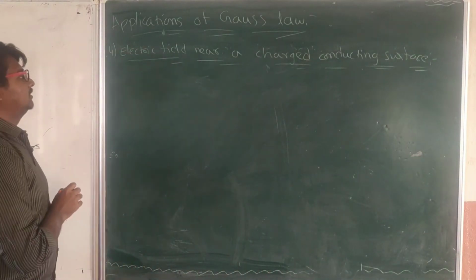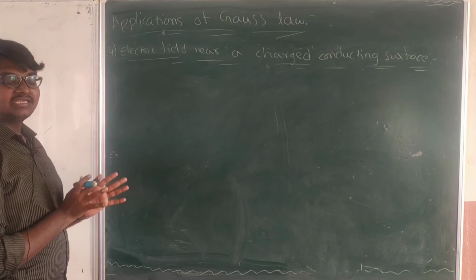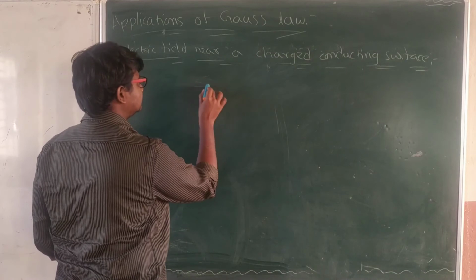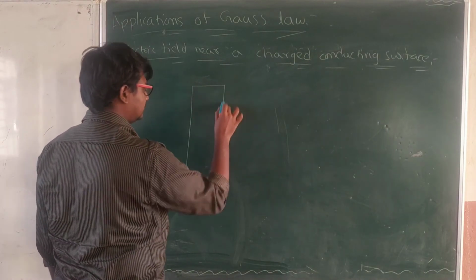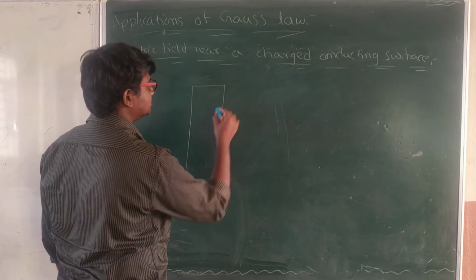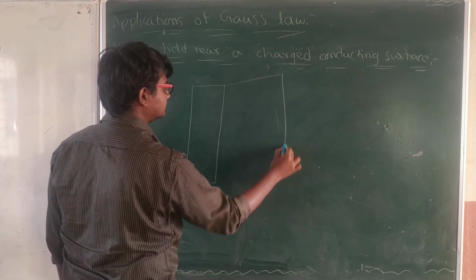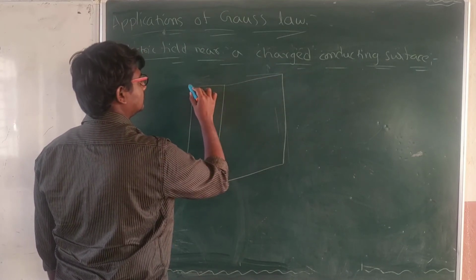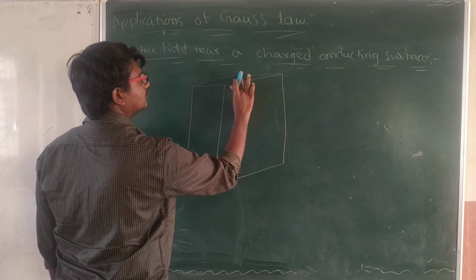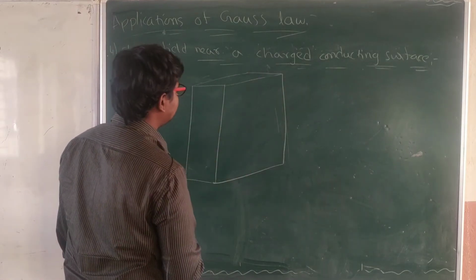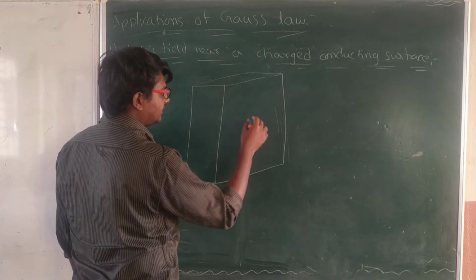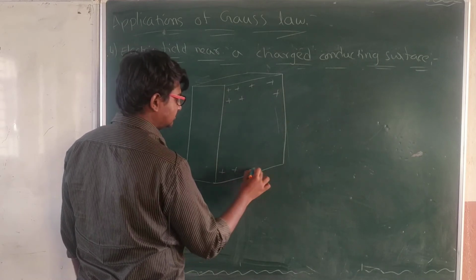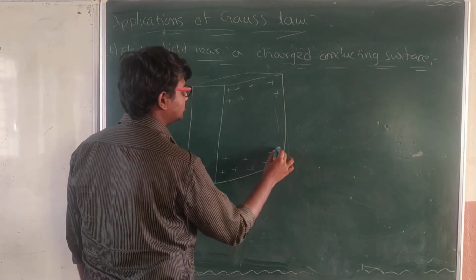Okay, all right. Now electric field near a charged conducting surface. Near a charged conducting surface, let's consider a conducting surface like this, in this manner. And this one is charged, completely charged uniformly with positive charge like this.